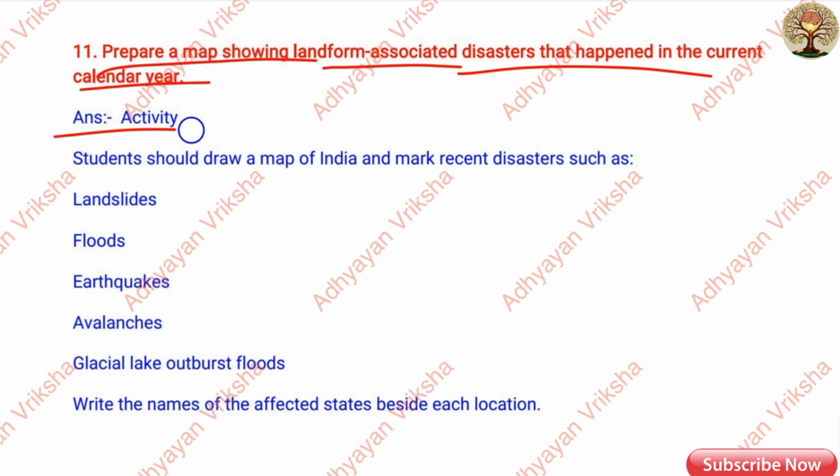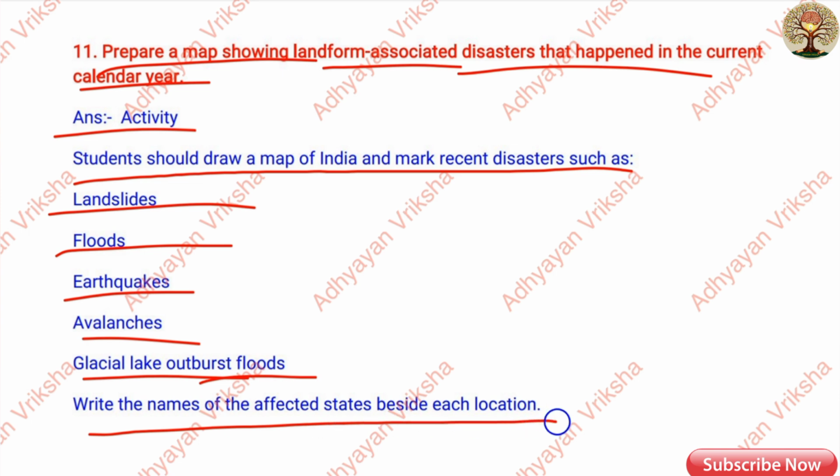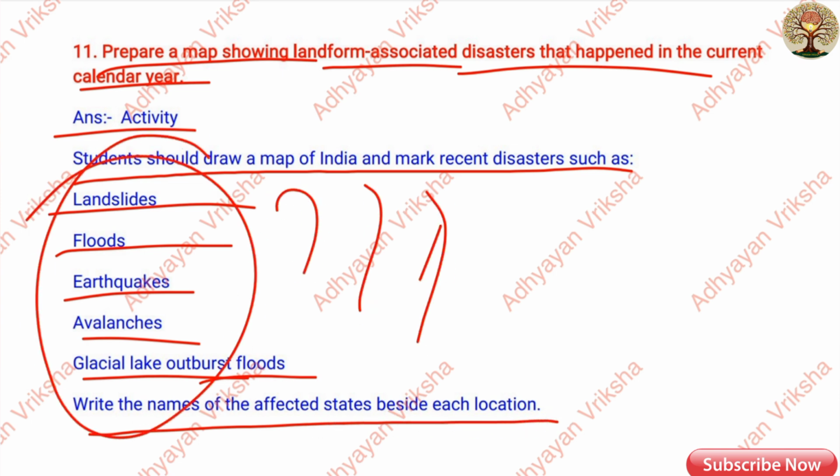Now question number 11: prepare a map showing the landforms associated with disasters that happened in the current calendar year. Students should draw a map of India and mark recent disasters like landslides, floods, earthquakes, avalanches, and glacial lake outburst floods. Write the name of the affected state beside each location. I have given the points, you can do it by yourself.